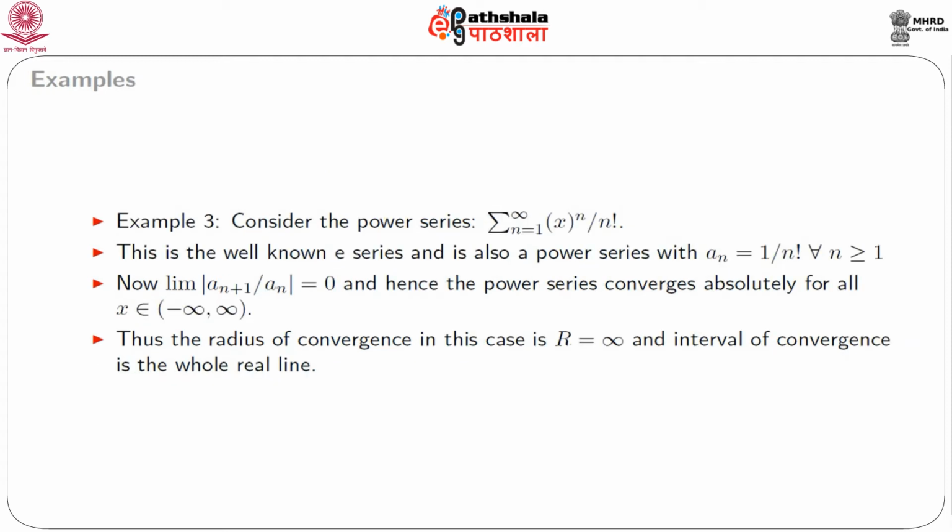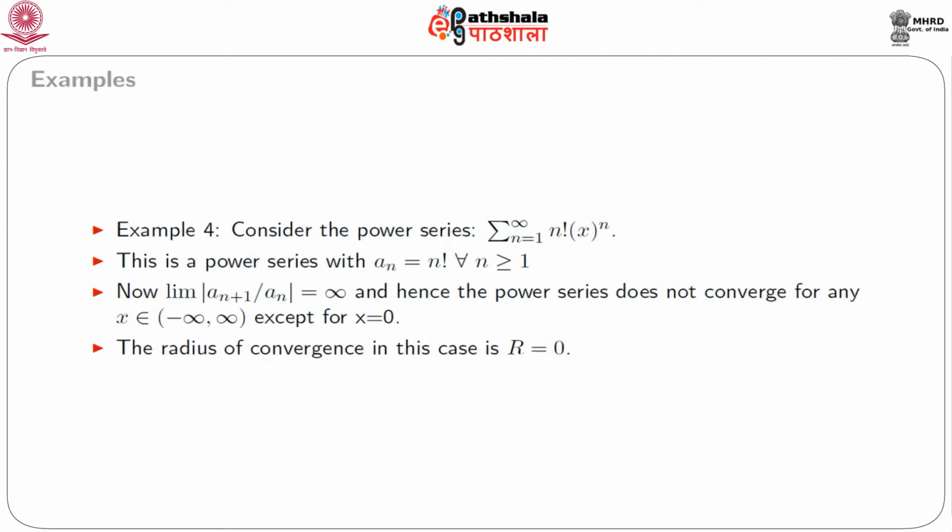So consider our next example, which is summation n from 1 to infinity x to the power n divided by n factorial. This is the well known e series and is also a power series with a n as 1 by n factorial. Now absolute value of a n plus 1 divided by a n has the limiting value 0, and hence the power series converges for all x belonging to the real line.